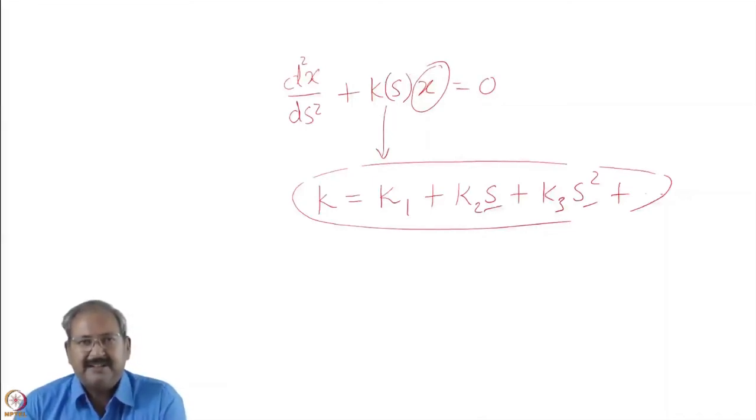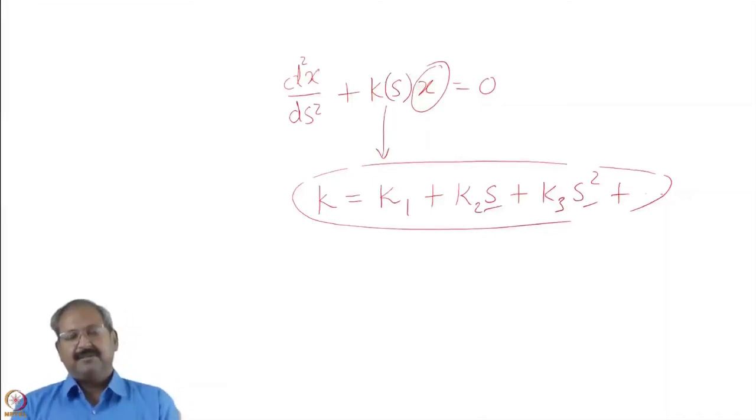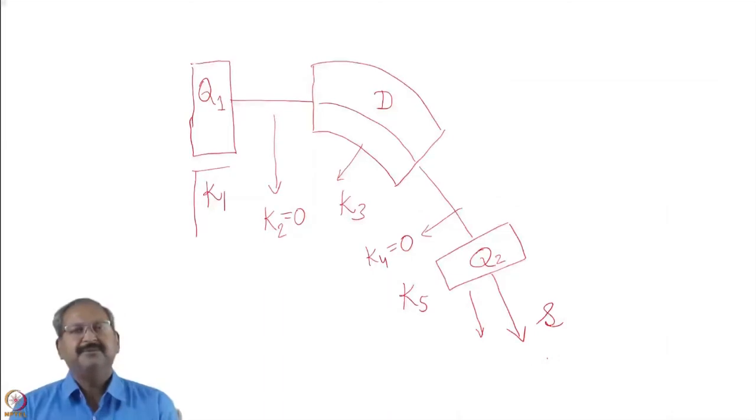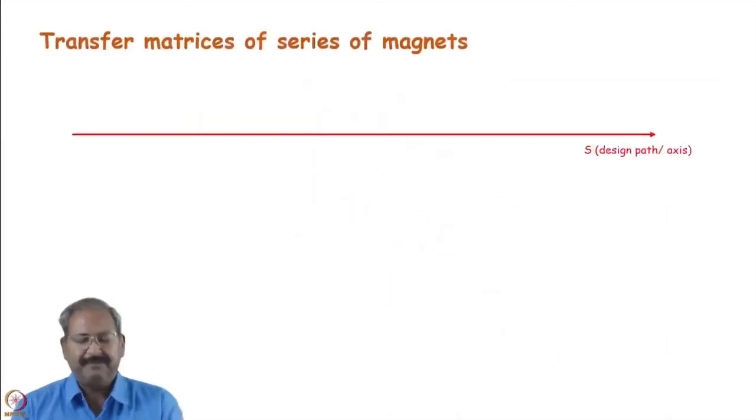So under the dipole and quadrupole magnet and using the paraxial approximation, our equation of motion remains linear. So whatever we are studying so far is the linear accelerator physics or linear beam dynamics. We will keep ourselves to this domain only.